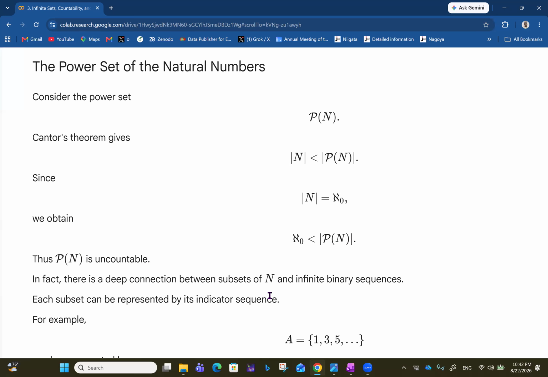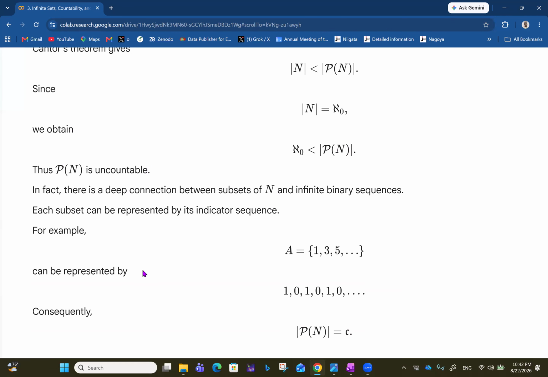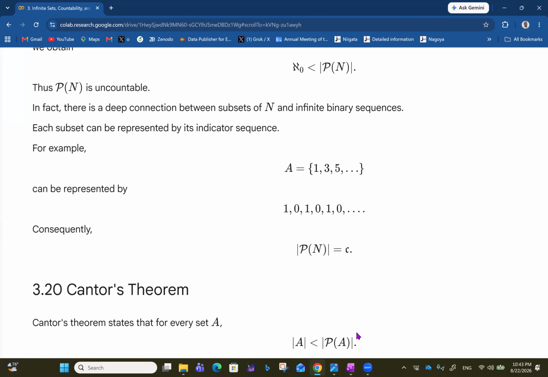So each subset can be represented by its indicator sequence. For example, you have {1, 3, 5}, which can be represented by 1 0 1 0 1 0 like that. So consequently, the cardinality of the power set of natural numbers is actually the continuum cardinality C like that.